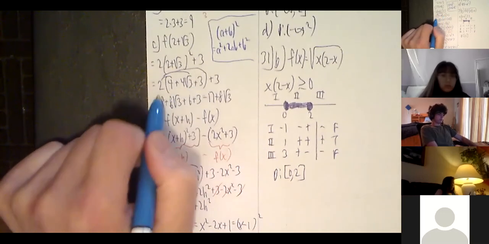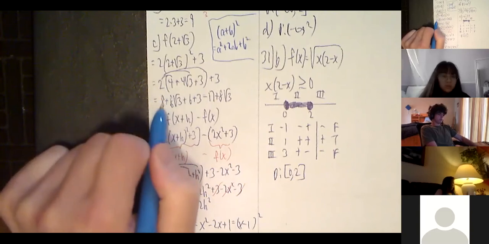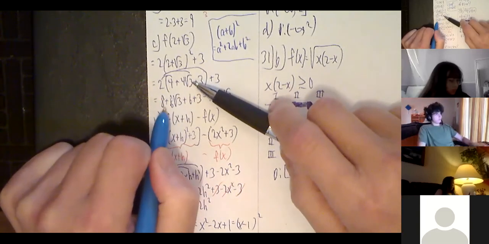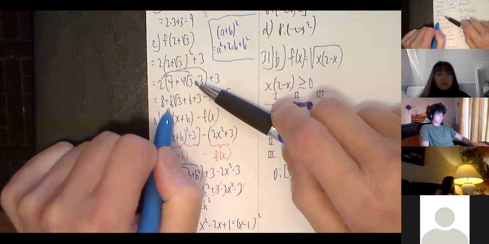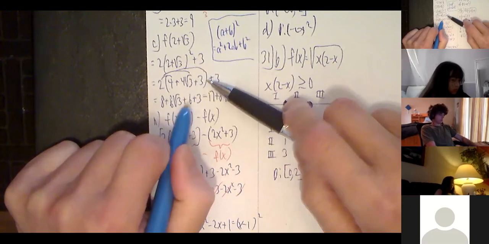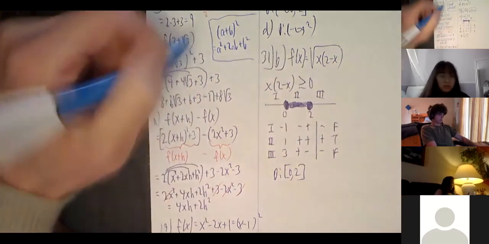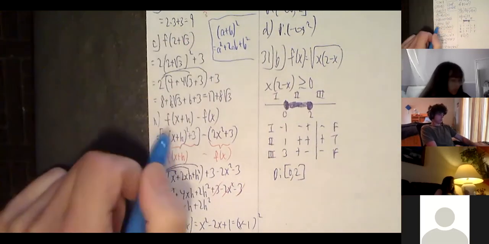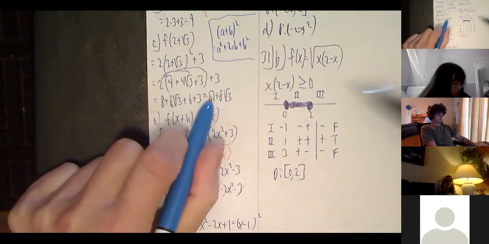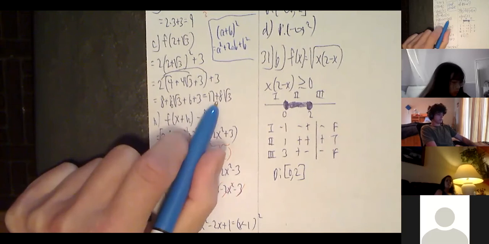Okay, then I just clean it up. I distribute. 2 times 4 is 8. 2 times that is 8 radical 3. 2 times 3 is 6. And then I still have this plus 3 out here. So combined like terms, 8 plus 6 plus 3 comes out to be 17. So final answer, 17 plus 8 radical 3.